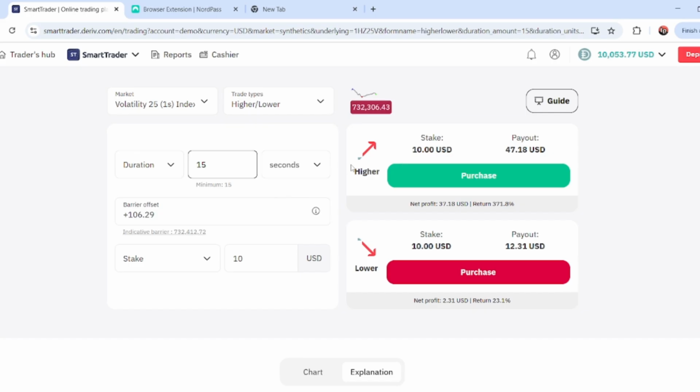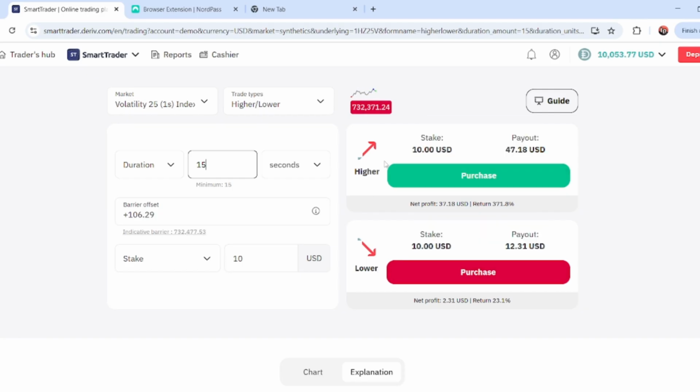So you want to see that from your entry point to the closure, the market goes above your entry. Then when you are going for a lower tick, it's the same thing: you want to see the candlestick close below your entry. This is the easiest way of trading binary options on the system. Seriously, there's a lot you can do with the system.